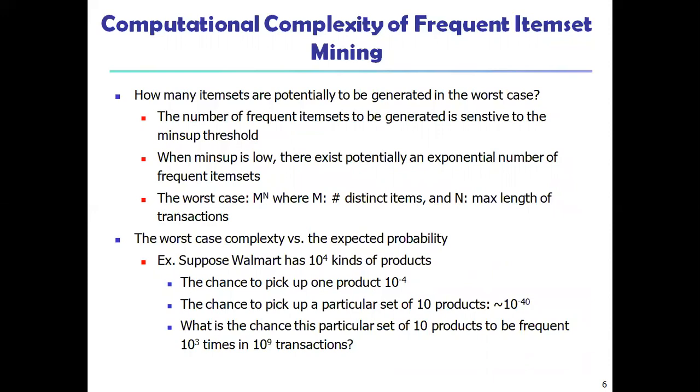We look at how many transactions there are and which frequent sets were combined together. This is the way we have to calculate. This is the very worst case of transaction calculations, and it takes a tedious step. The worst case complexity versus the expected probability.